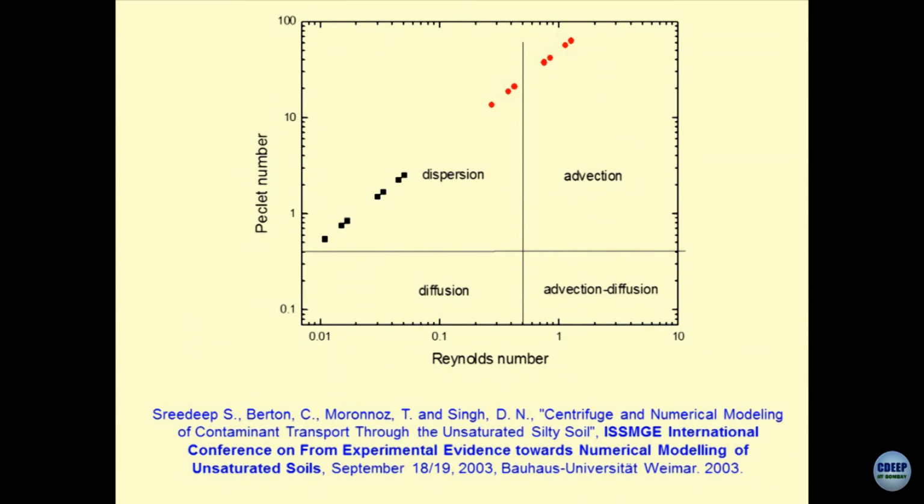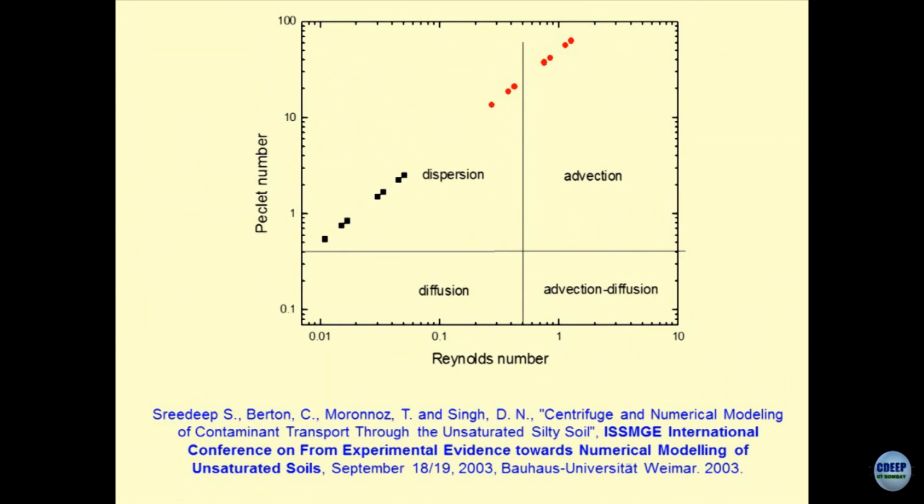As long as the Reynolds number is less than 0.5, and the moment it becomes greater than 0.5, there is a difference between the diffusive and advective diffusive contaminant transport. A combination of Reynolds number less than 0.5 and Peclet number greater than 0.4 will create dispersion. This is proven by previous studies. Reynolds number more than 0.5 and Peclet number more than 0.4 will create advection, and the fourth one is advective diffusive contaminant transport.